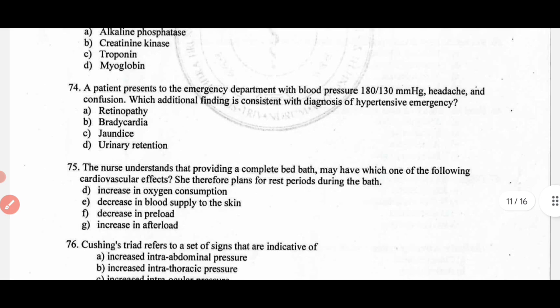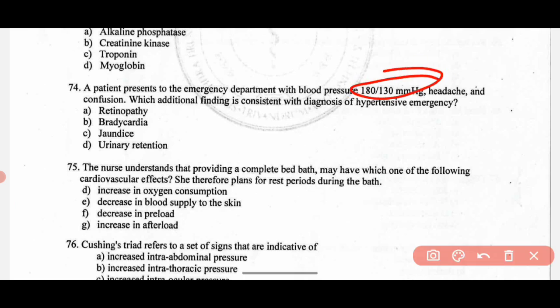And question number 74. Here they ask a patient presents to the emergency department with a blood pressure of 180 by 130, that is a hypertensive crisis. Headache is also there, confusion is also there. Which additional finding is consistent to diagnose the hypertensive crisis? Already some hypertensive crisis values are there, but which finding can confirm that the person is suffering from hypertensive crisis?